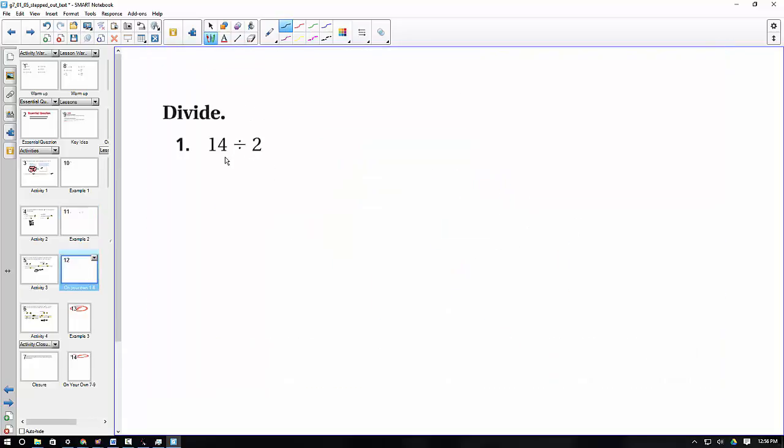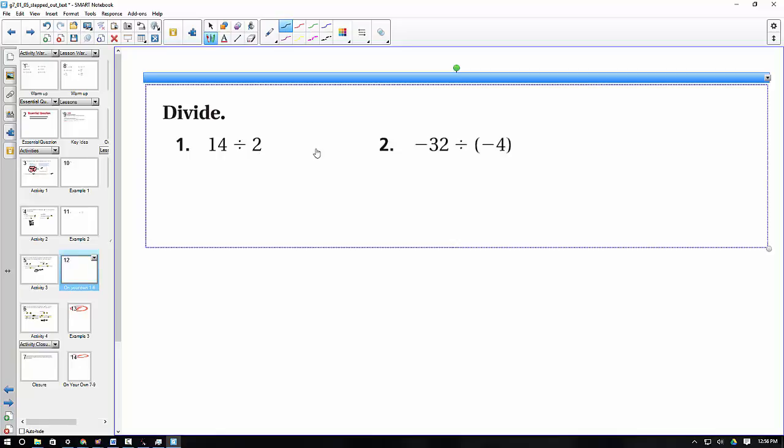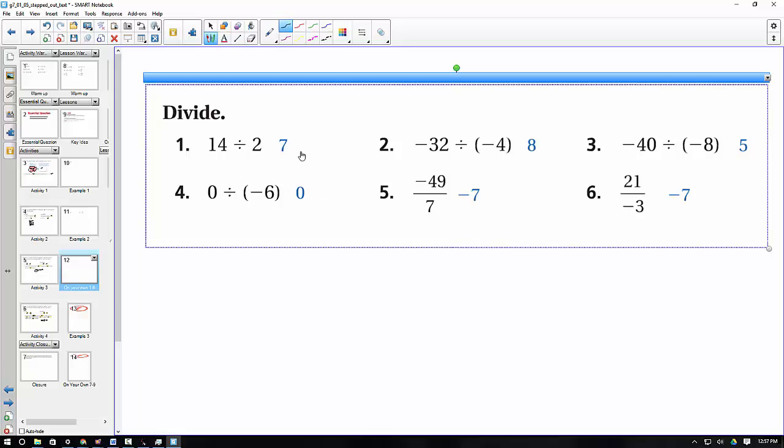All right, so then let's divide 14 by 2. So 14 divided by 2, of course, is 7. This right here would be a positive 8. This here is a positive 5. Ooh, tricky. Give that a try. This one a try, and this. So pause the video and try to solve it. All right, here we go. So we have 7, 8, 5, 0, negative 7, and negative 7.